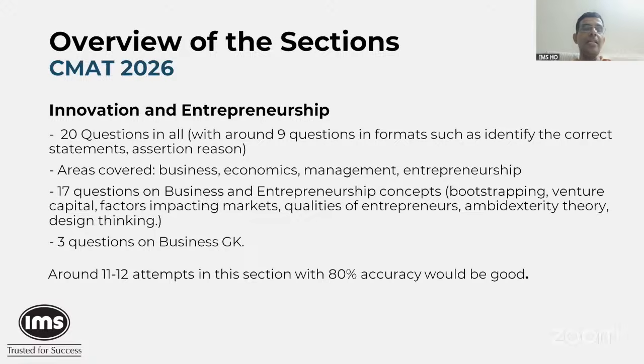Then 3 questions were on business general knowledge. So what we are looking at is about 11 to 12 questions in this section with 80% accuracy would be considered a good attempt.